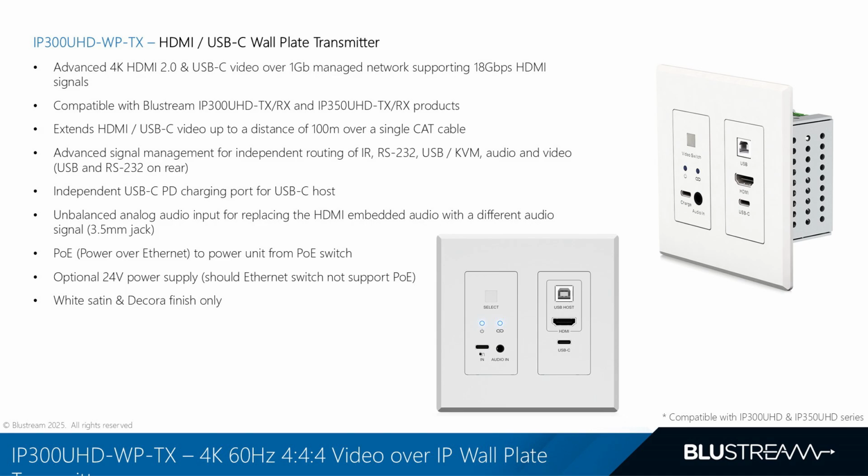On the data side, the USB-B host port allows for data transfer, ideal for connecting peripheral devices such as touchscreens, keyboards, or conference cameras. This data can be routed through the IP network to a paired receiver, just like our standard IP300 UHD transmitters. Physically, the unit is designed to blend into professional environments. It's presented in a dual-gang US Decora-style faceplate with a sleek satin white finish, ensuring that it integrates cleanly into walls, lecterns, or AV panels without distraction.